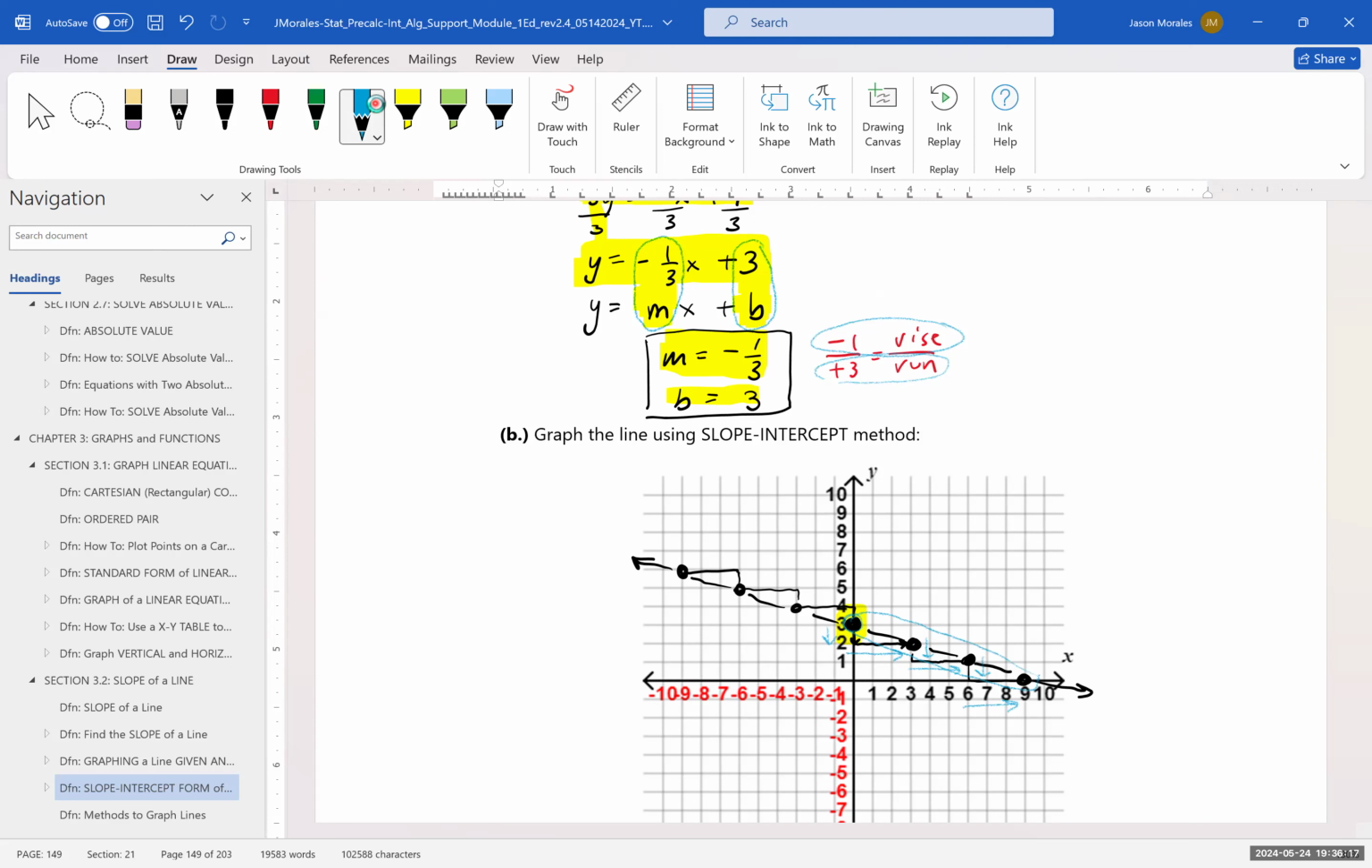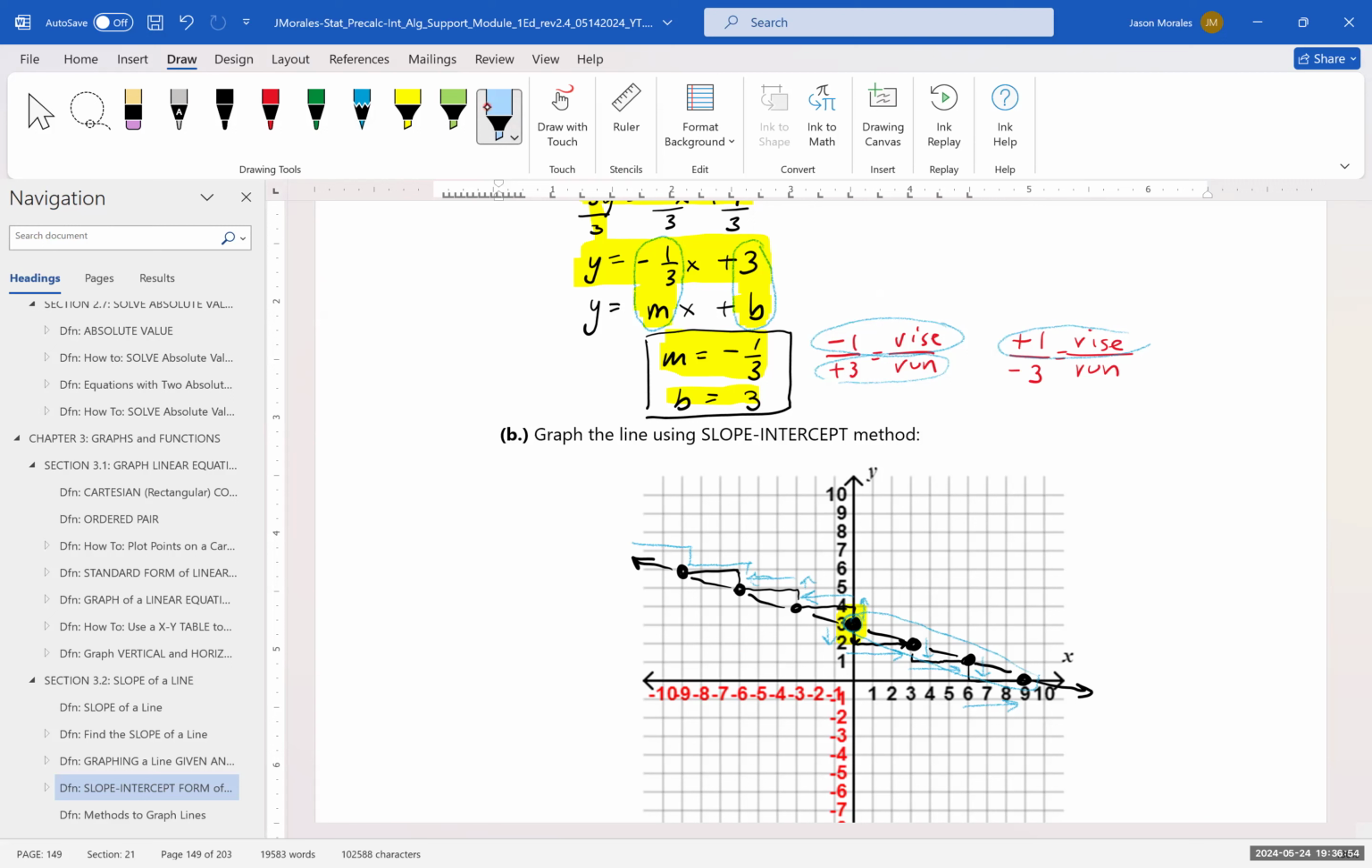And another way to write a negative slope is to have a positive 1 over a negative 3. So we could think of this as a positive rise, so going up 1, and a negative run going to the left 3. So up 1 over 3, up 1 over 3, up 1 over 3. And so this is how we could graph this line using the slope-intercept form.